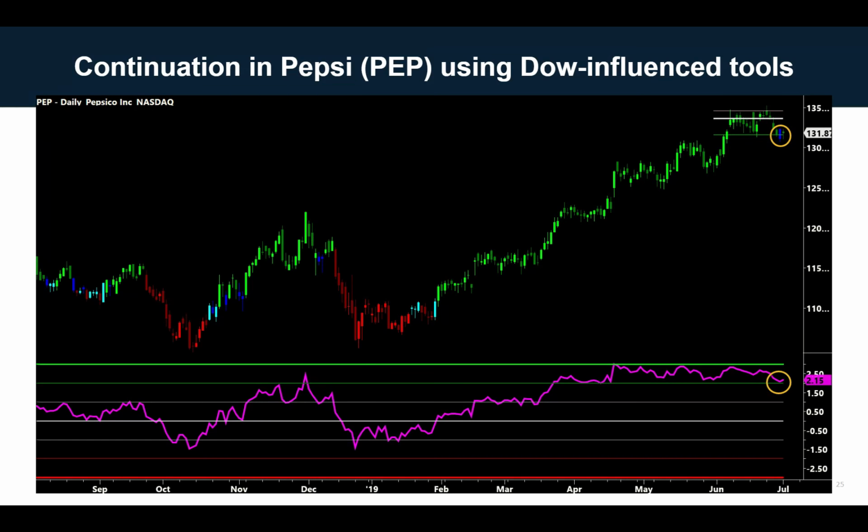Gang, you find these levels that have the price and participation, that emphasis, gang, on participation. That's what Charles Dow told us 140 years ago. All right, so again, this is a continuation play in Pepsi from today using these Dow influence tools.